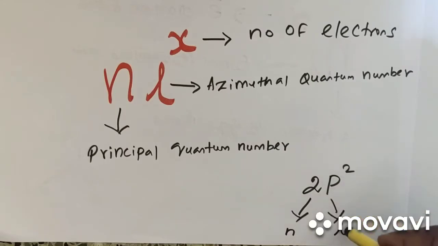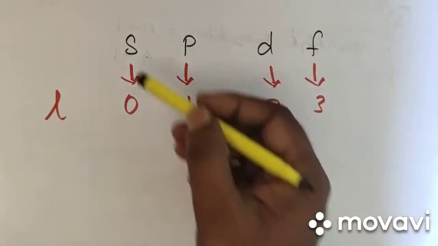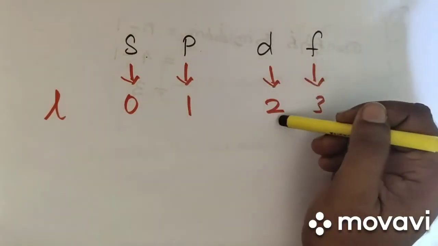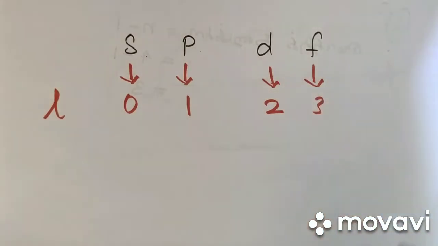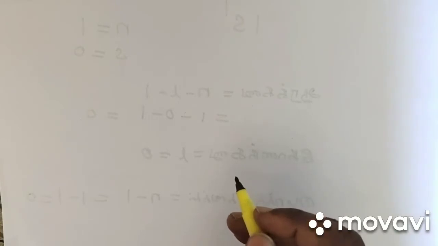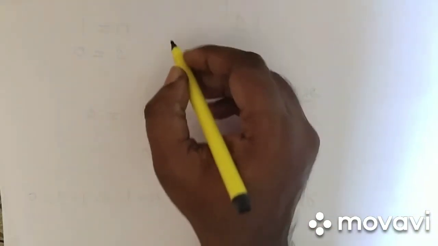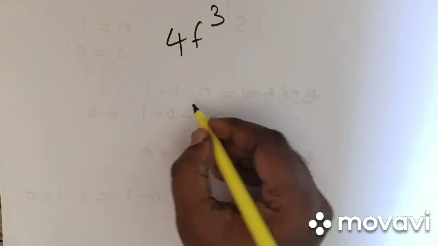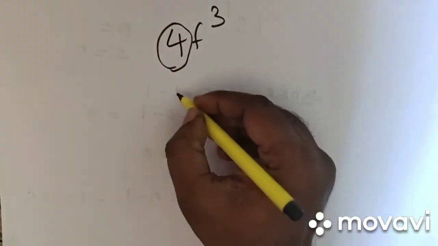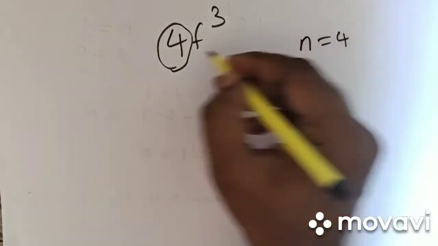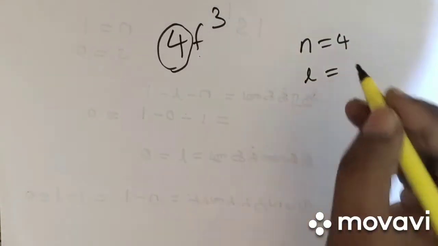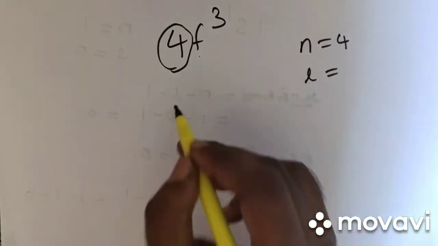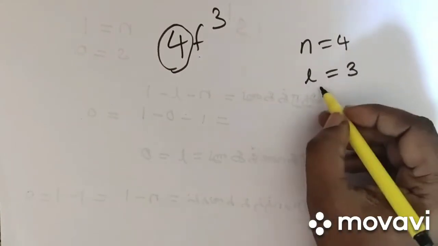Okay, how do we get the l value? Please listen. S orbital has an l value of 0, p orbital has an l value of 1, d orbital has an l value of 2, f orbital has an l value of 3. Let us consider one example, 4f3. What's the n value? The n value is 4. What's the l value? S has 0, p has 1, d has 2, f has 3. The l value is 3.